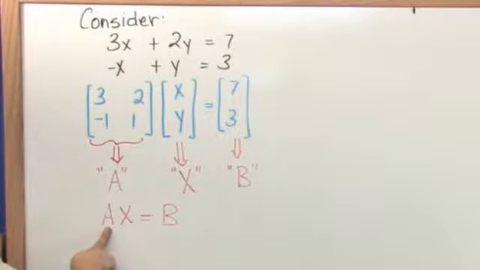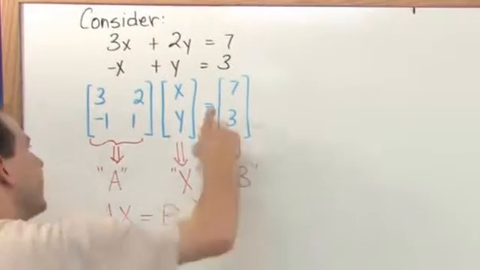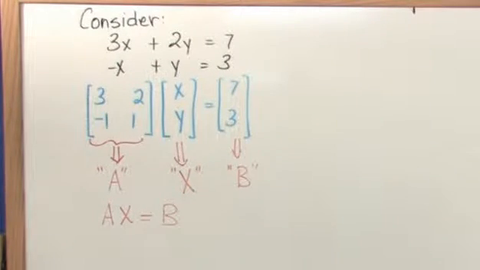You can always define a coefficient matrix. You can always put, if it's X, Y, and Z, you could put X, Y, and Z in here, and that would be the variable matrix. And then B is everything on the right-hand side. So you can do this for any system of equations.